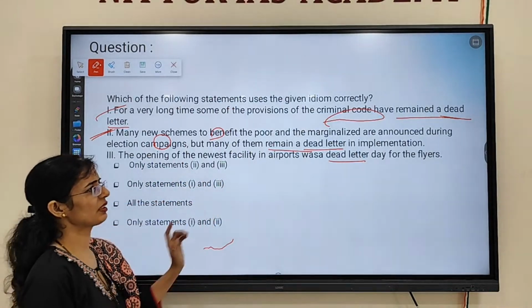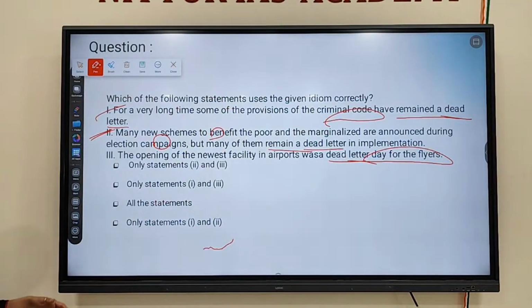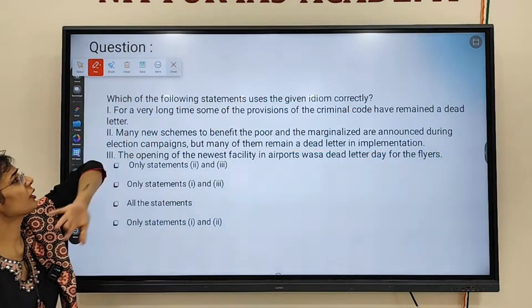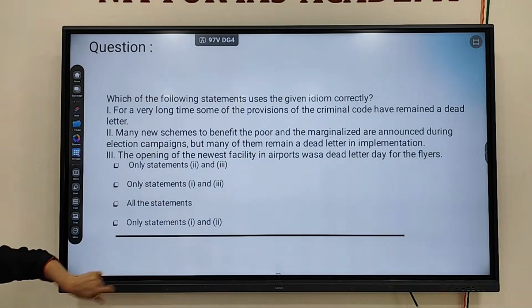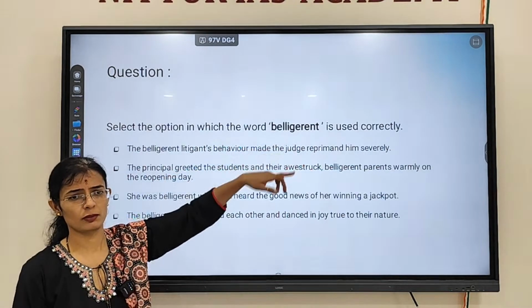The opening of the newest facility at the airport was a dead letter. No, that doesn't sound appropriate, or it does not even convey the appropriate meaning. So 1 and 2 are correct. Again, you can make a note of this word and you can see it.